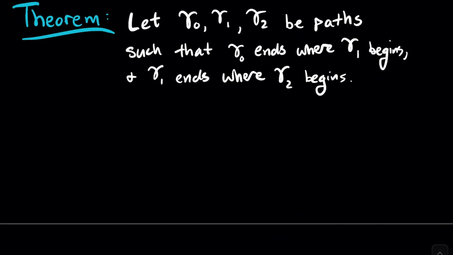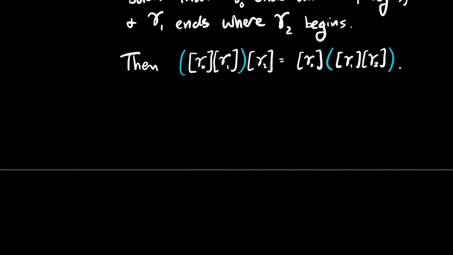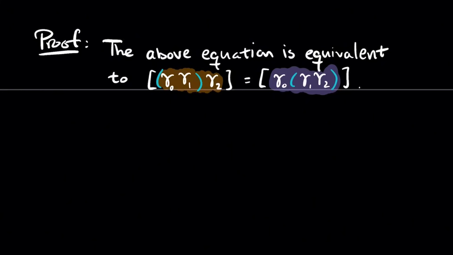And so let's say you've got your three paths, gamma naught ends where gamma 1 begins, and gamma 1 ends where gamma 2 begins. Then, when you take the path product of the equivalence classes of those three curves, it does not matter where you try to stick in those parentheses. In other words, this operation is associative. So let's look at the proof of this.